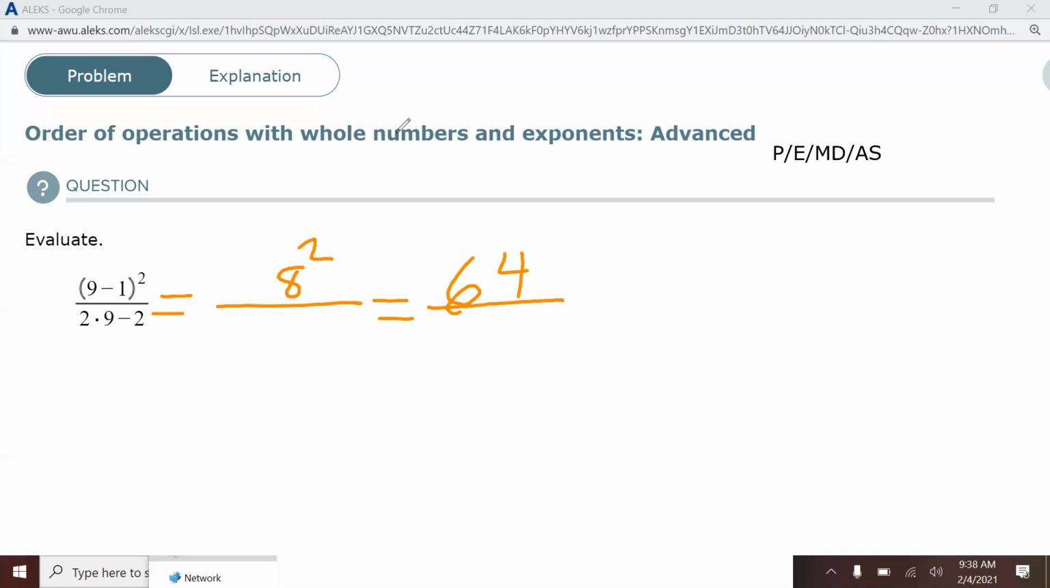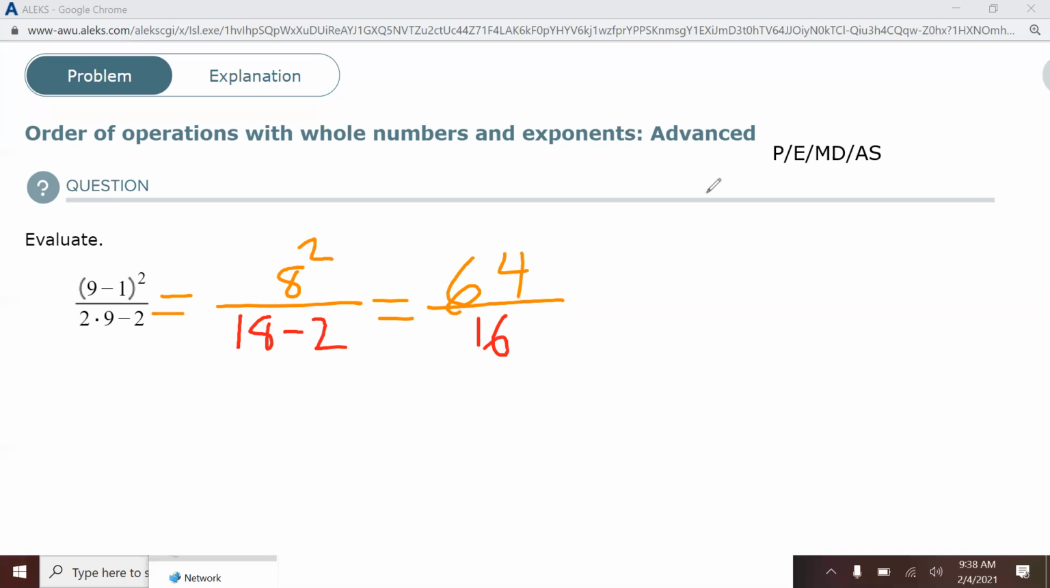Now it is time to explore the bottom. So in the bottom, are there any parentheses? No. Are there any exponents? No. Are there any multiplications or divisions? Yes. So I'll evaluate them. 2 times 9 is 18. We left off with multiplications and divisions, so the next question is, are there any additions or subtractions? Yes, there is this subtraction. And 18 minus 2 is 16.